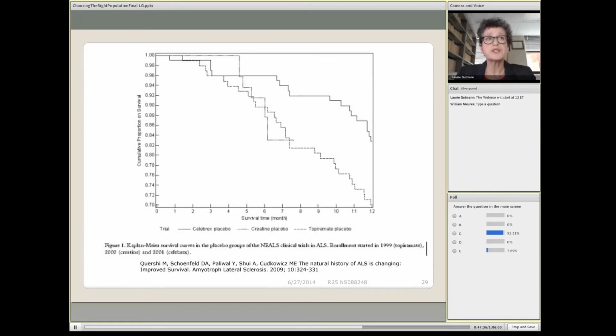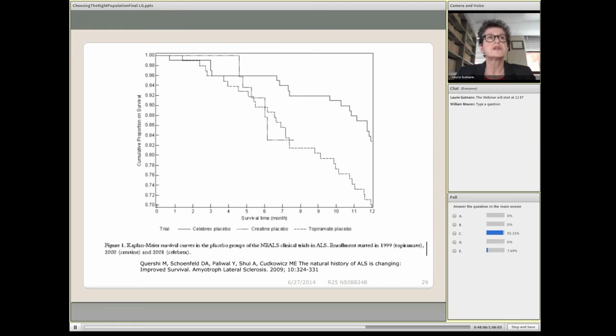The problem with natural history data is that it can change. Well, how can natural history data change? It changes because we change the way we approach the disease. So as many patients with ALS are now being placed on an intervention such as riluzole, we're being more aggressive with our medical management, and this is not just in ALS, it's also in stroke trials. Our medical management will change.